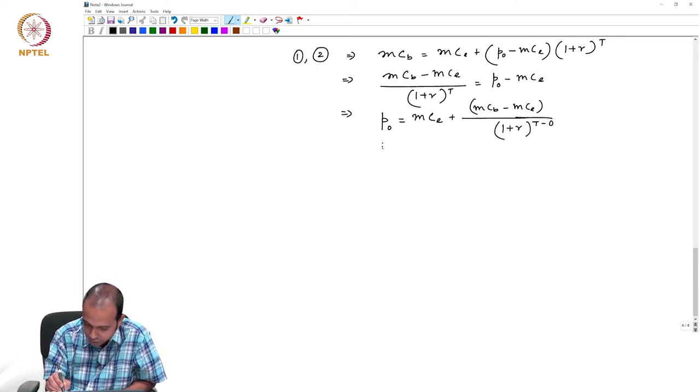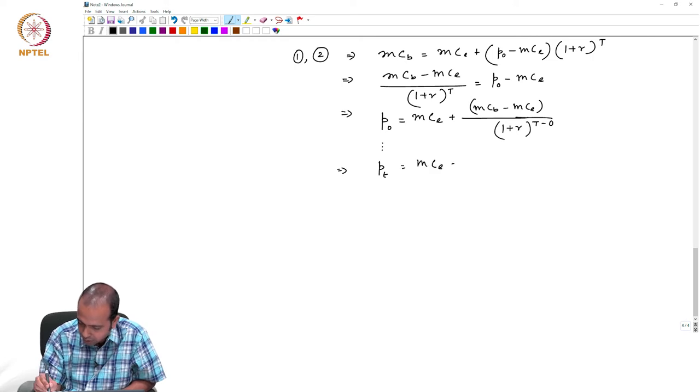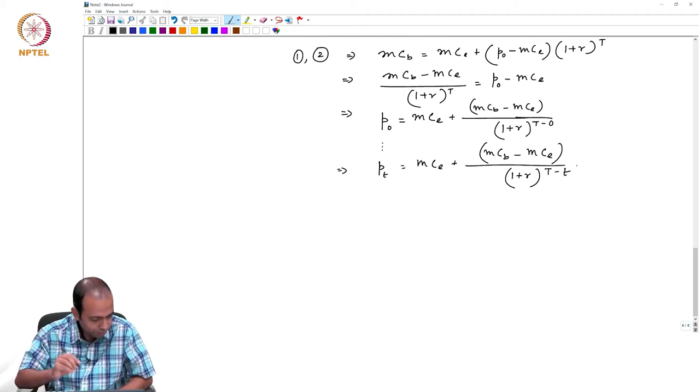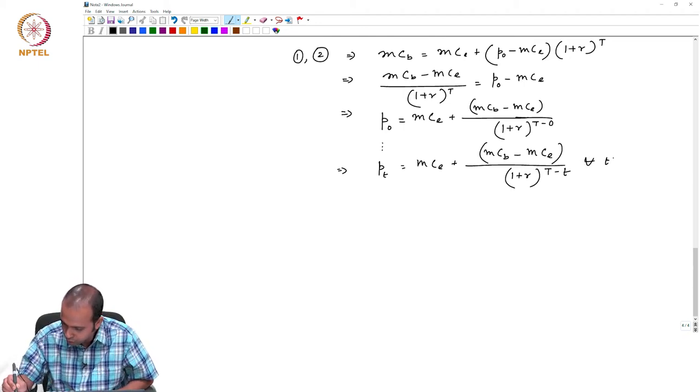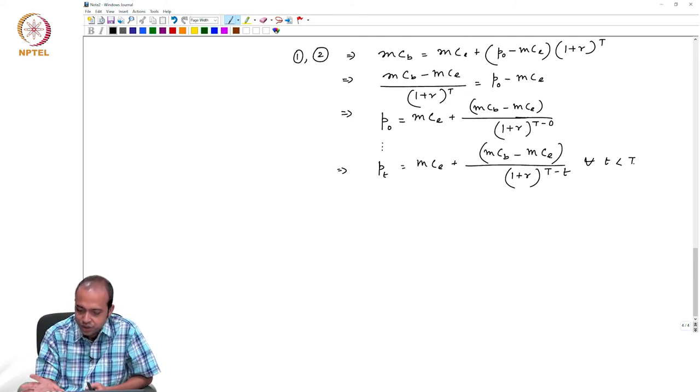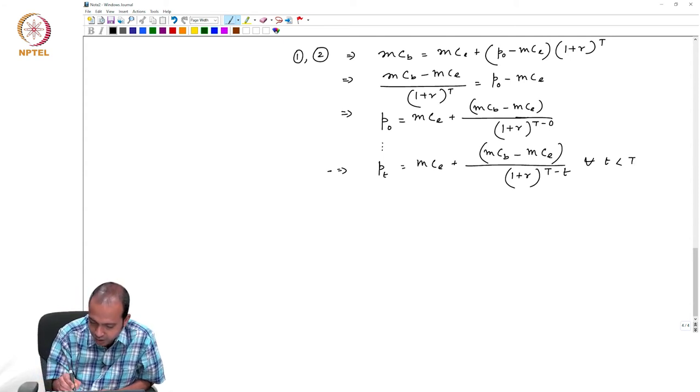So, if that is the case, what would be Pt? Pt would become MCE plus MCB minus MCE into 1 plus R to the power capital T minus T, for all T less than capital T. Now, this equation is again very insightful and meaningful. What does this equation say? This equation is telling that MCB is actually determining the price of the existing resource at time period T. So, that means from here we can get two insights.